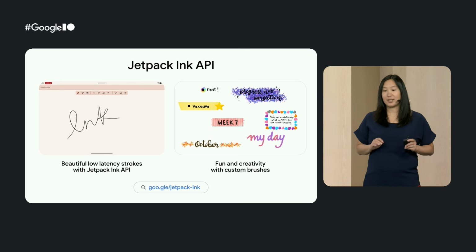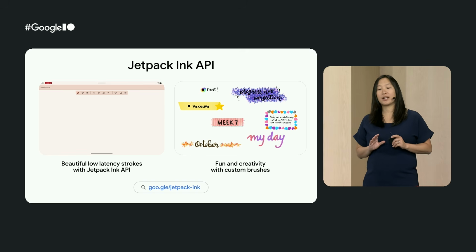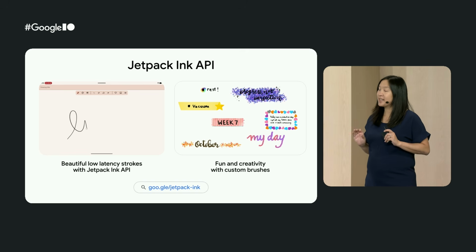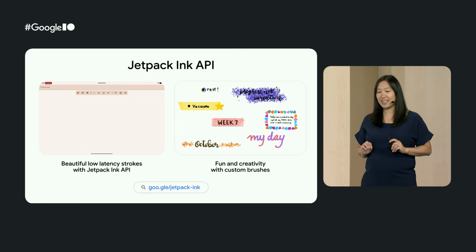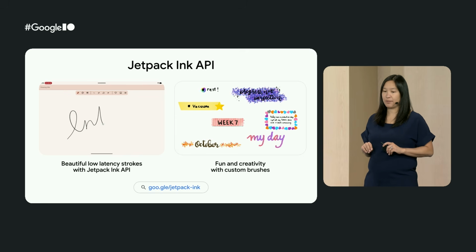Let's also talk about stylus support. So last year, we announced the Jetpack Ink API. It's designed specifically to bring high-performance, low-latency inking to the broader Android ecosystem.